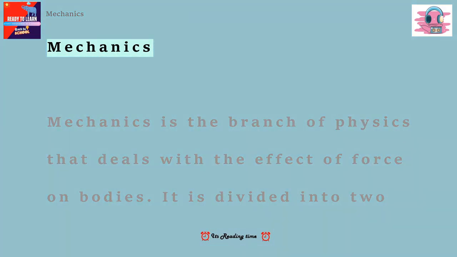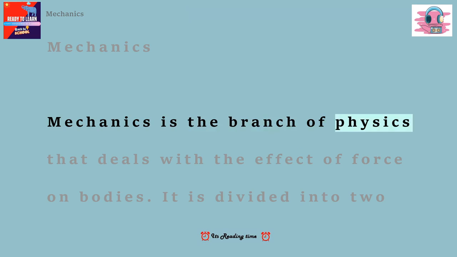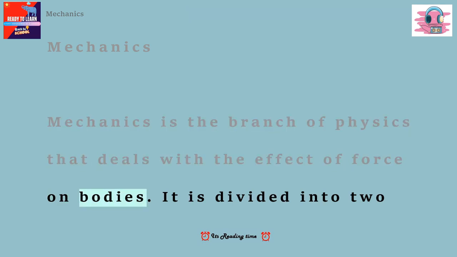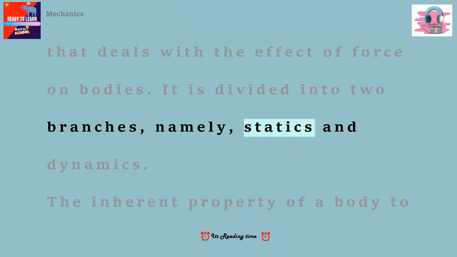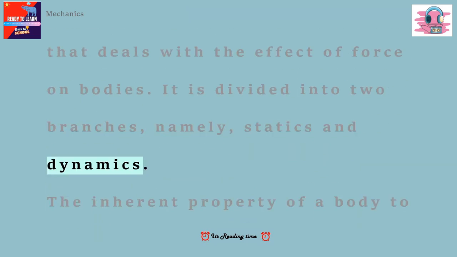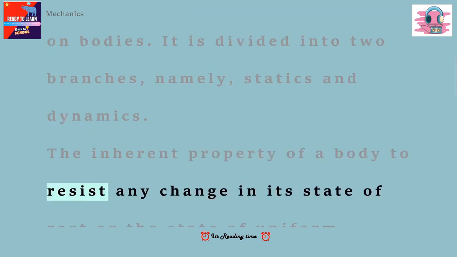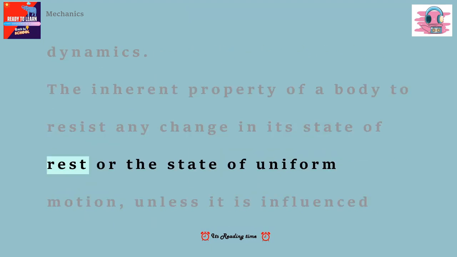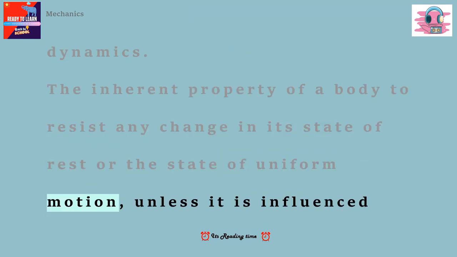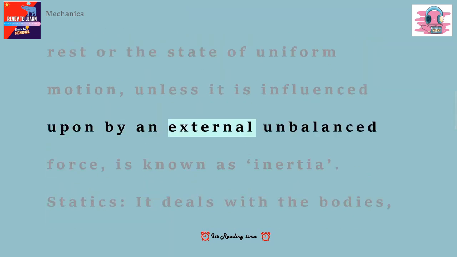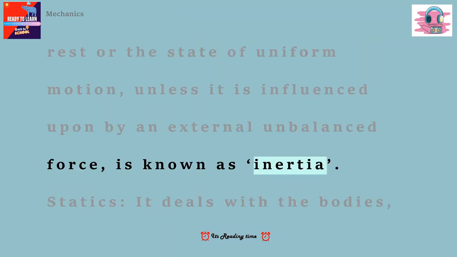Mechanics. Mechanics is the branch of physics that deals with the effect of force on bodies. It is divided into 2 branches, namely, statics and dynamics. The inherent property of a body to resist any change in its state of rest or the state of uniform motion, unless it is influenced by an external unbalanced force, is known as inertia.